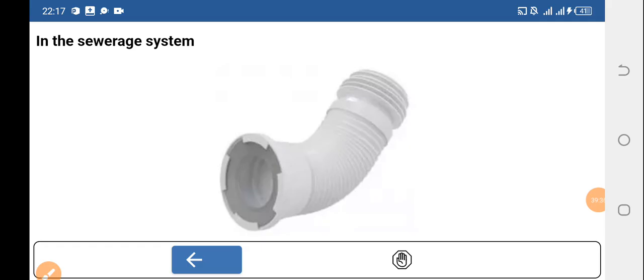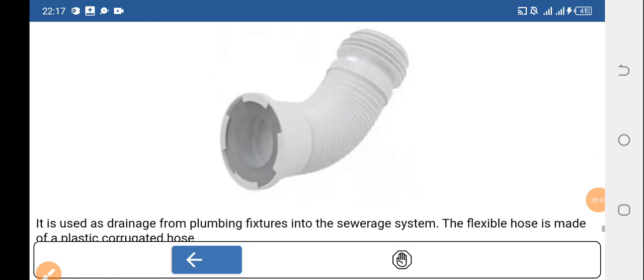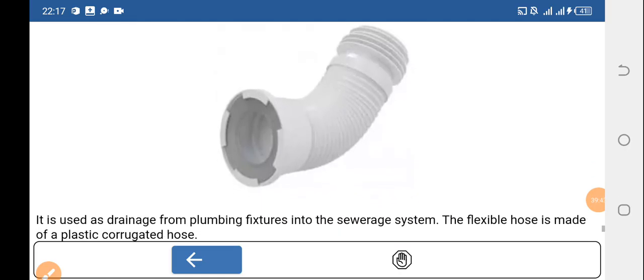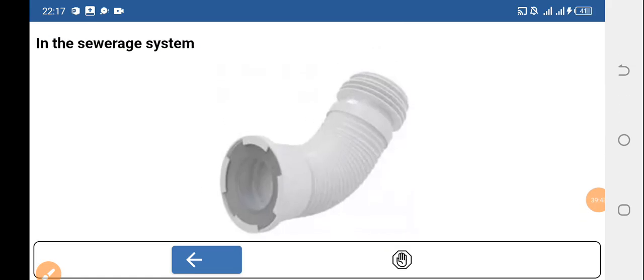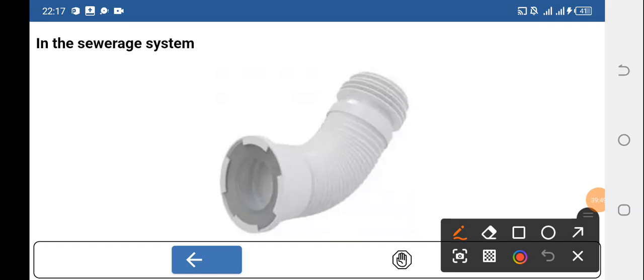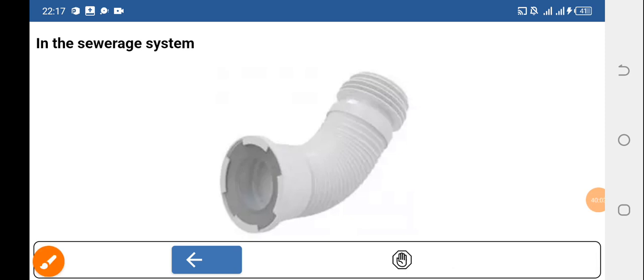If you have questions, you can ask, and I'll be able to listen and respond to you quickly. So we will now start the new topic, which will be the waste material, or sanitary and waste material, or maybe we may say soil system materials.